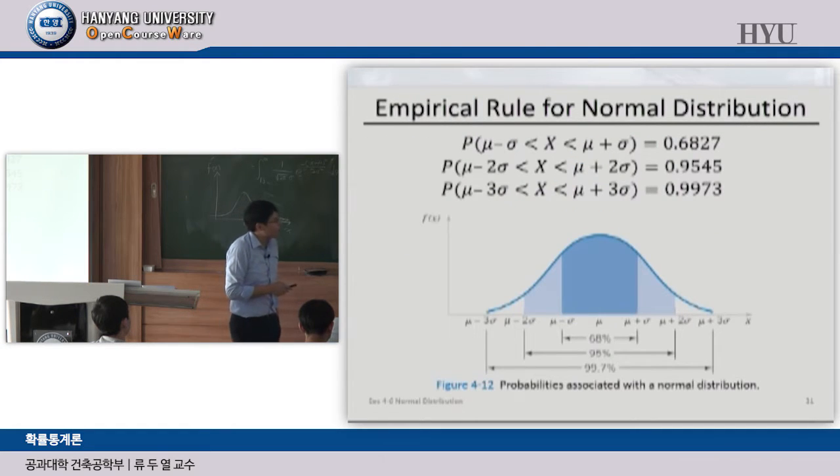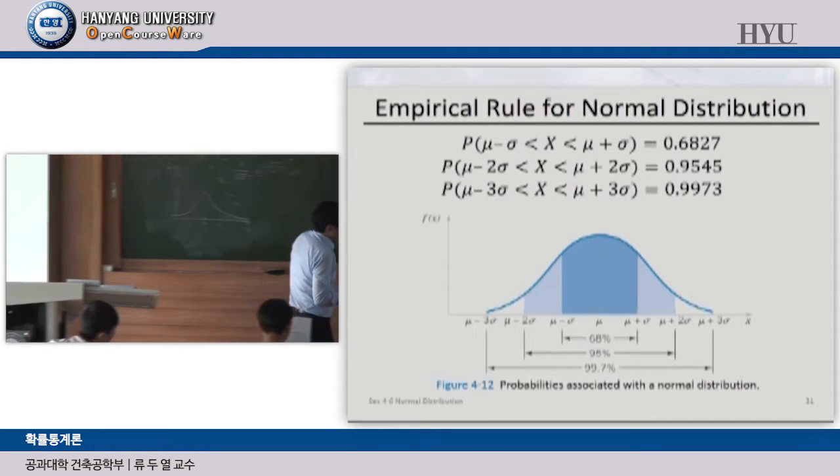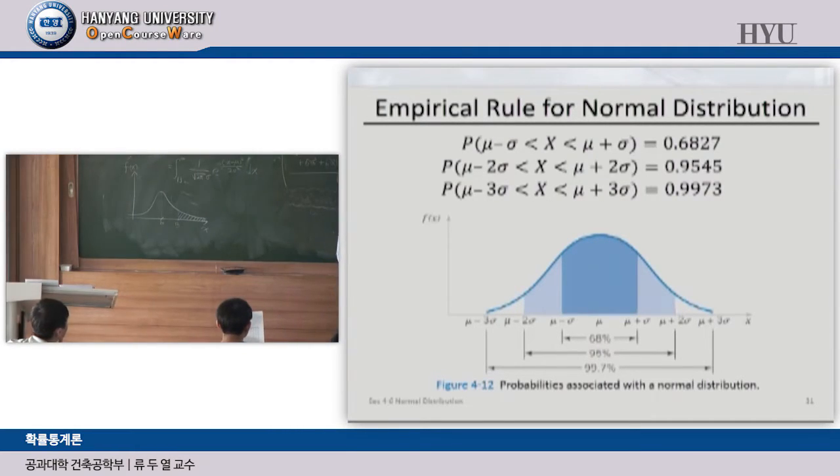So this is the empirical rule for the normal distribution. Regardless of the mean and variance, we can have this relationship. It has been shown empirically that this holds regardless of the mean and variance.